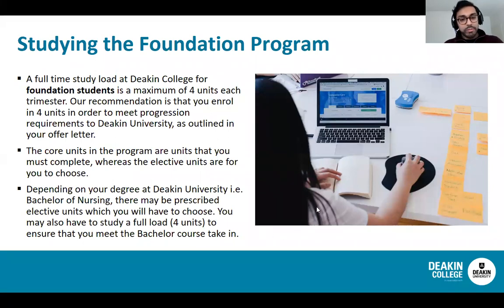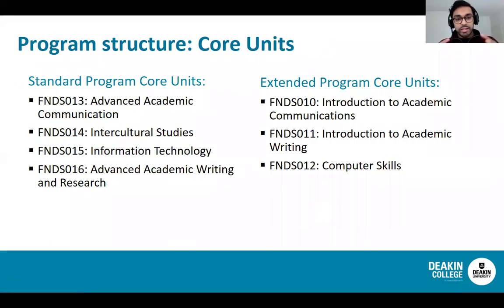The core units in the program are the units that you must complete. For the standard program, there are 4 core units which you have to do: Advanced Academic Communication, Intercultural Studies, IT, and Advanced Academic Writing and Research. We're also trying to include general essential mathematics in the core units, because we want to make sure that students going into university are comfortable with their maths ability, which is something you need for all of your degrees. Whether you're going into business or nursing or science or health, some foundation mathematics is required.